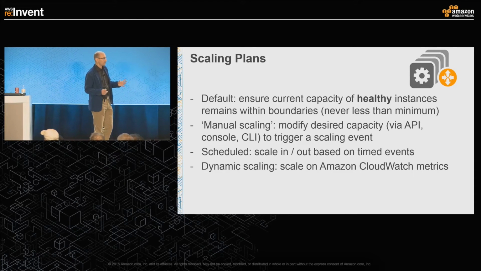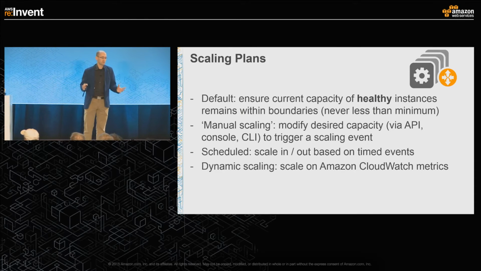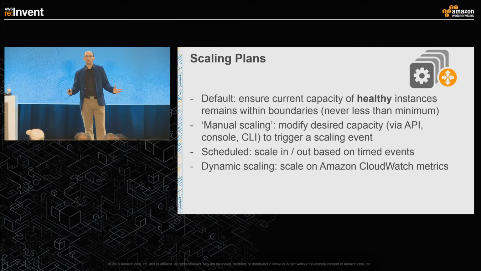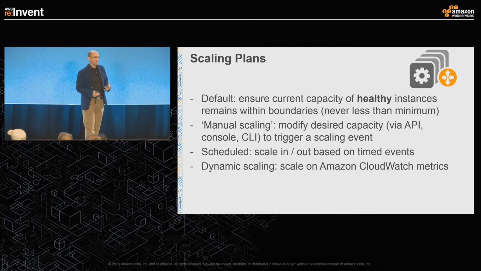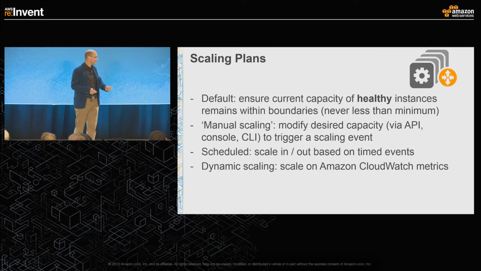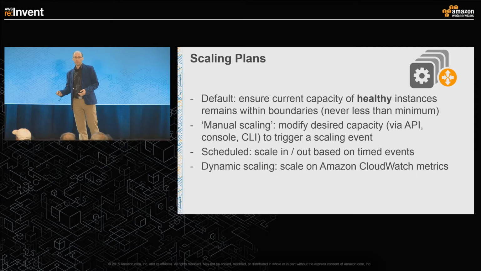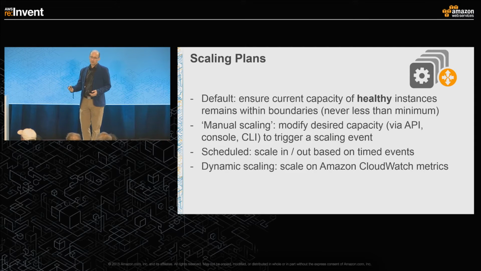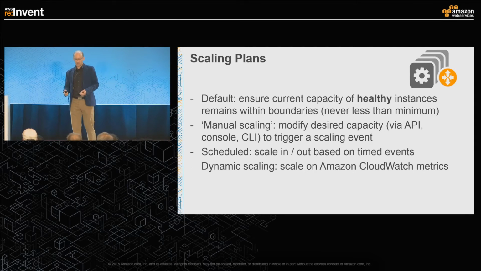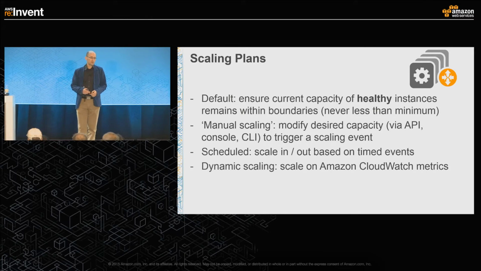So if you don't configure anything else, the default scaling plan will be in effect. And that just means that autoscaling will sit on whatever instances you've launched and make sure that they stay up and running. If one of them fails, for whatever reason, it will replace it. But other than that, it will always stick to the desired capacity. Then, of course, you have the option to do what I call manual scaling, which basically means you can set the desired capacity using the API, command line interface, or the console on your own to trigger a scaling event.